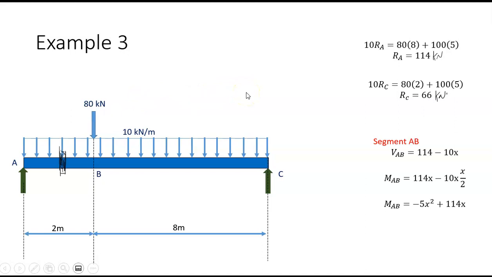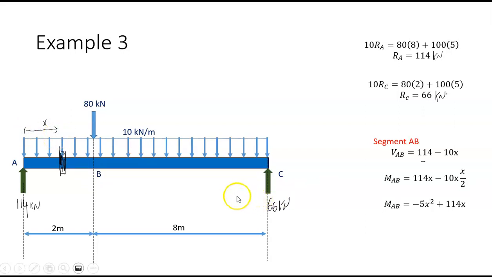So the shear force from A to B, well, this is 114 kilonewtons. And actually, I might as well put this one in here. This is 66. So the shear force here is 114 minus 10x. So it's 10 kilonewtons per meter, and if that distance there is x, that's going to be 10x.